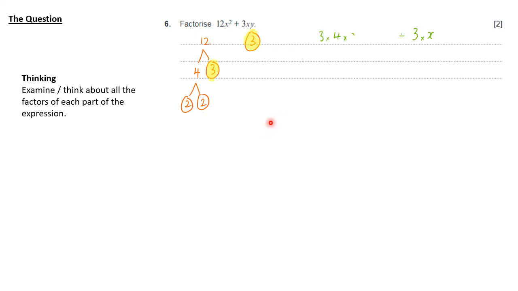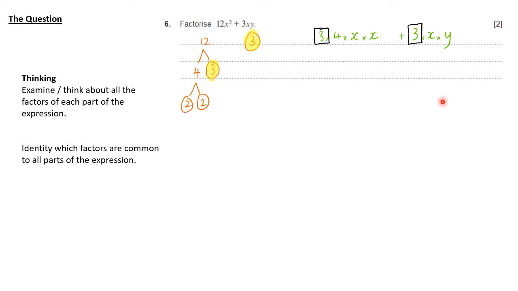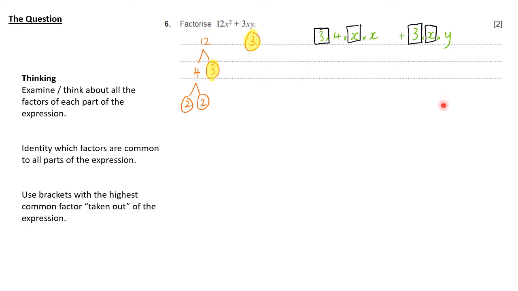So when I expand this out a little bit, explode these terms if you like, I've got 3 times 4 times x plus 3 times x times y. What's common in both of those? Well, the 3 is, and I've got an x common in both of those, so I know that 3x is going in front of my bracket. That's the highest common factor that I can take out. It's common to both, and it's the highest it could be.